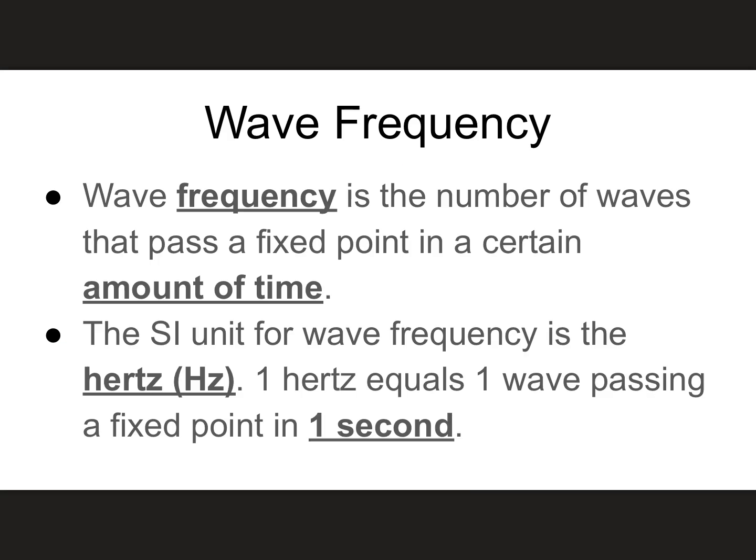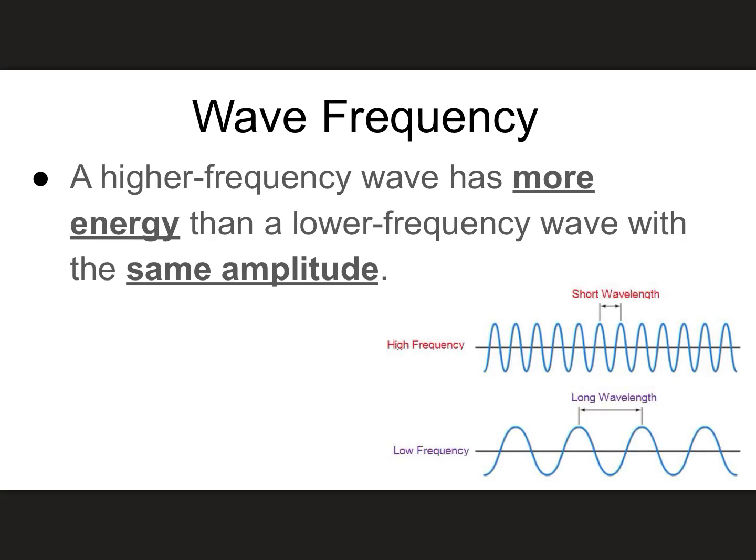So let's talk a little bit about wave frequency. Wave frequency is the number of waves that pass through a fixed point in a certain amount of time. You can kind of think about this as wave speed. And our unit for wave frequency is hertz. And 1 hertz is equal to 1 wave passing through one fixed point in 1 second. So a higher frequency wave has more energy than a low frequency wave if they have the same amplitude.